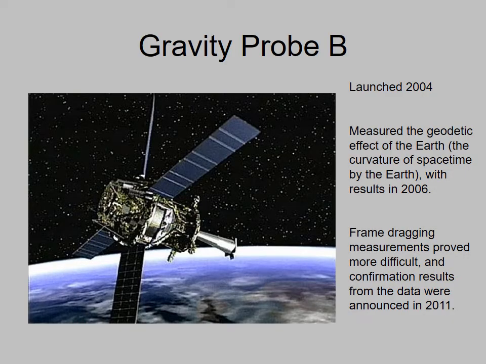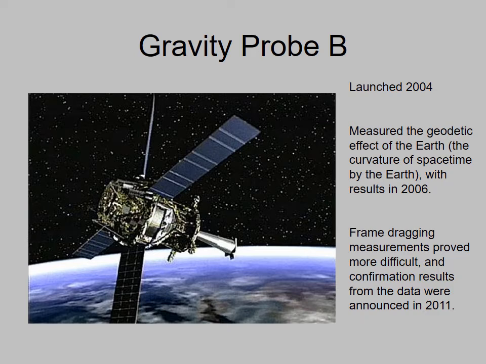Measuring this distortion of space due to a rotating object. Yes, for a black hole, but remember, the sun rotates, the earth rotates. They also distort space. So NASA launched a spacecraft called Gravity Probe B back in 1994. And within a couple of years, it was able to measure the curvature of space, the distortion of space due to Earth's gravity.